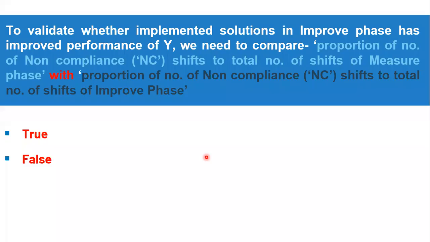Right, it's quiz time now. So let's take the first question. To validate whether the implemented solutions in the improved phase have improved the performance of Y, we need to compare the proportion of the number of non-compliance, that is NC shifts, to the total number of shifts of the measure phase with the proportion of the number of non-compliance NC shifts to the total number of shifts of the improved phase.